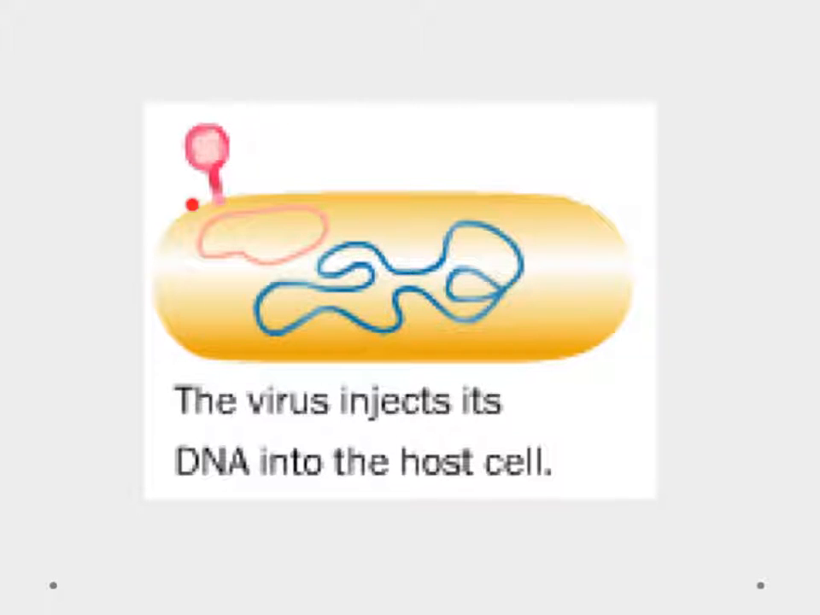So here we can see that our virus has already injected its DNA into the host cell. Now it's called the host cell because now it's hosting this new genetic material. It is at this point that the DNA in the virus has two pathways that it can follow. One is the lytic cycle and the other is the lysogenic cycle. So let's take a look at the lytic cycle first.